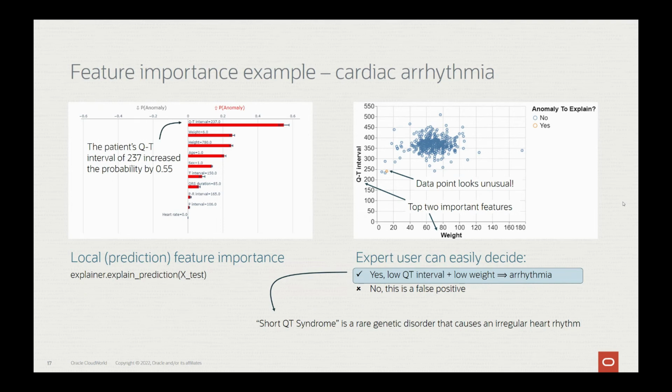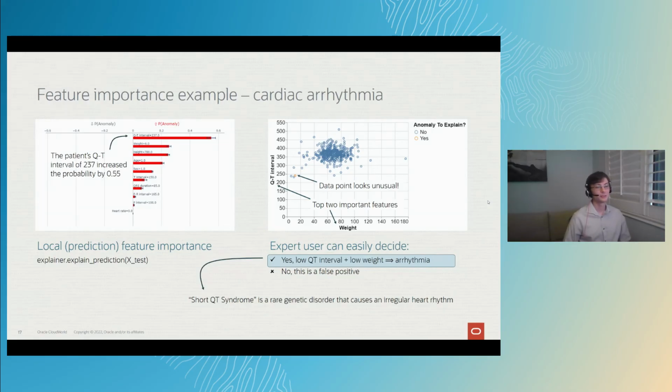Now I did a quick Google search because I was curious, and it turns out that there's actually something called short QT syndrome. It's a rare genetic disorder that causes you to have an irregular heart rhythm. And what it means is actually that the beginning of your heartbeat in the first chamber of your heart is followed too quickly by the end of the heartbeat in the second chamber of your heart. And based on this value, the patient would actually be classified as having this syndrome.